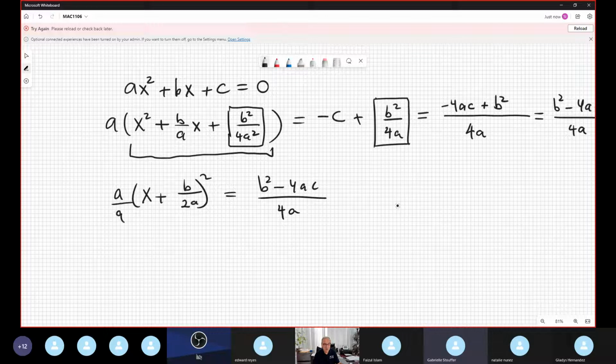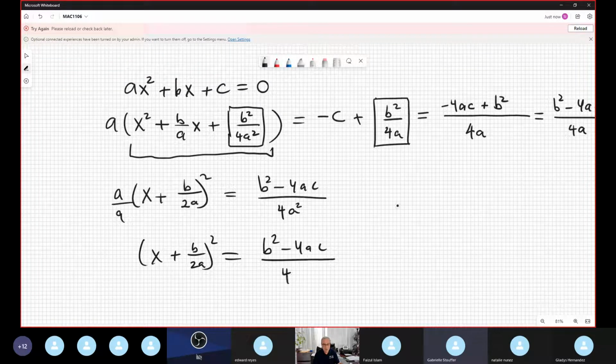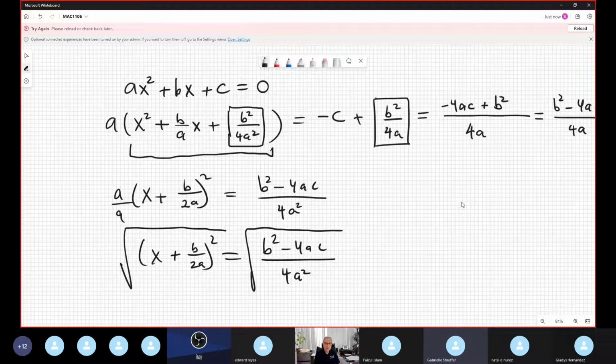Divided by A. Divided by A. A squared divided by A. Divided by A, exactly the same multiplication in the denominator. So far we have (x + b/2a)² equal to (b² − 4ac) divided by 4a². Now finally, square root both sides. This is the square root method.